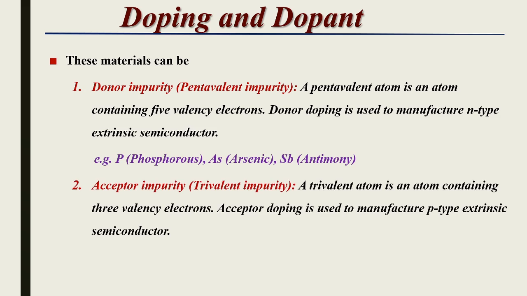The second type used for doping is the acceptor impurity, that is the trivalent impurity. A trivalent atom is an atom containing 3 valence electrons. So the acceptor doping is used to manufacture P-type extrinsic semiconductors. For example, aluminum and boron.